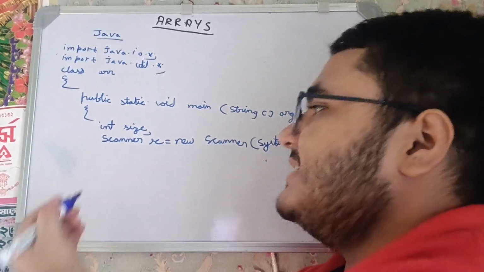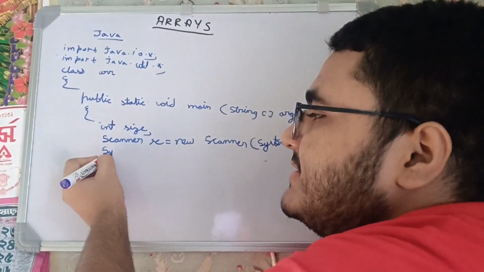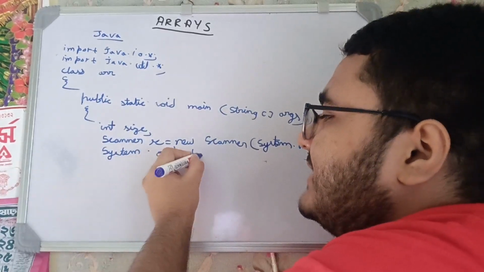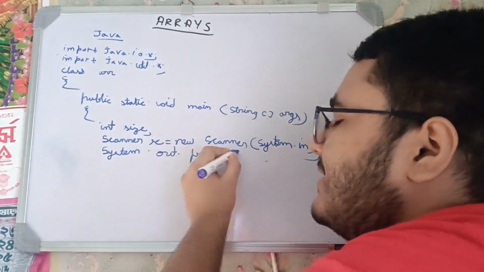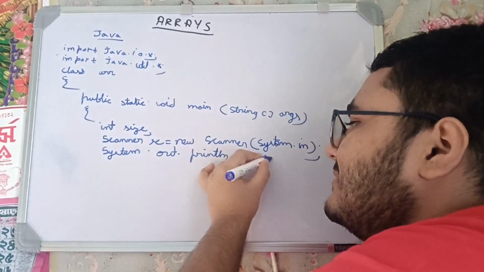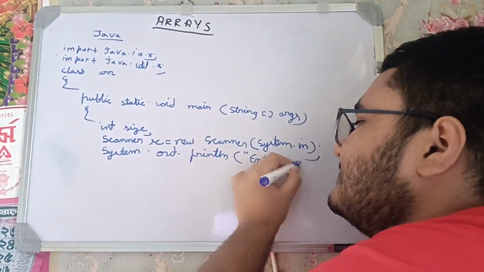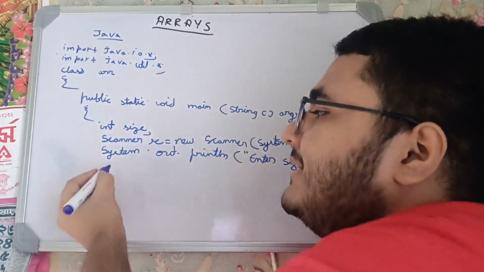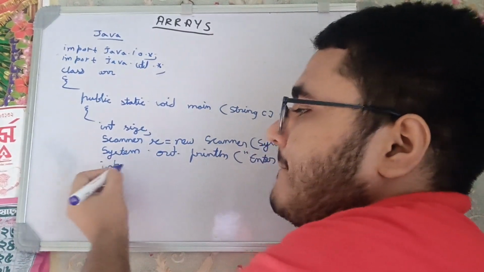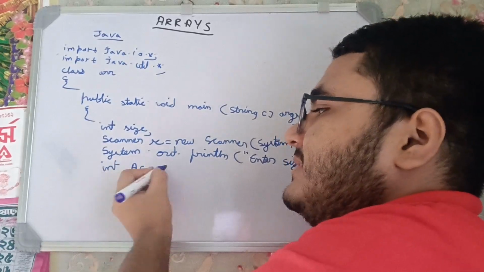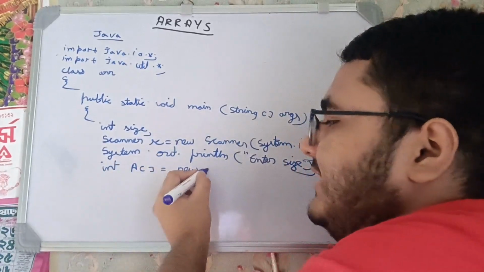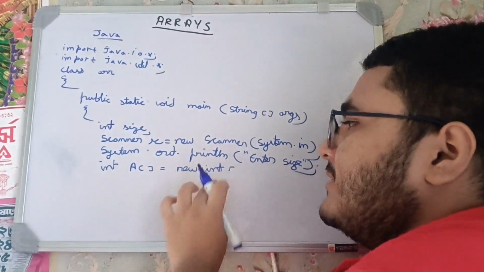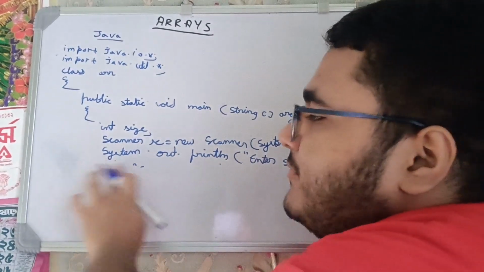And let us take the size input from the user. So System.out.println("Enter size"), and then we can write int a is equal to new int. Okay, before that we need to take input from the user.